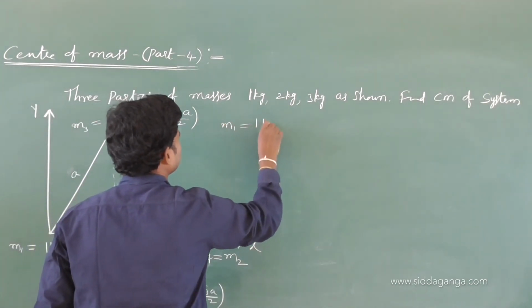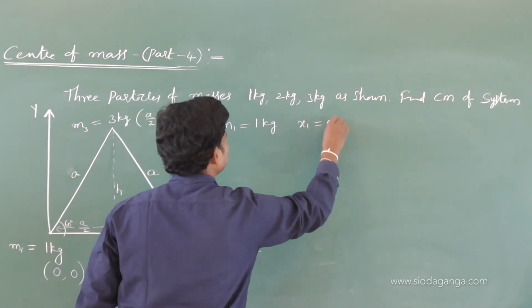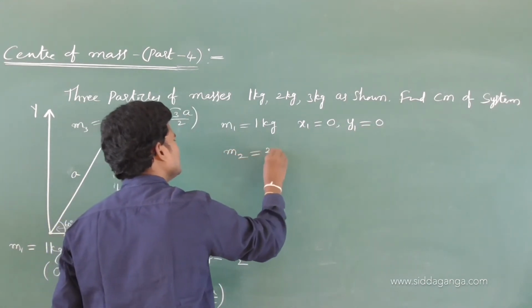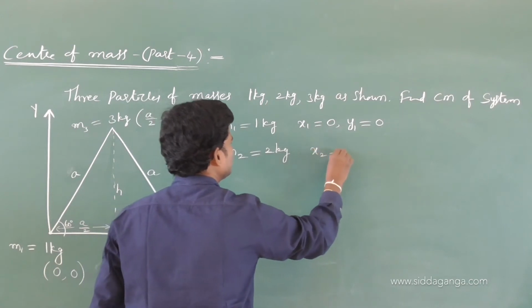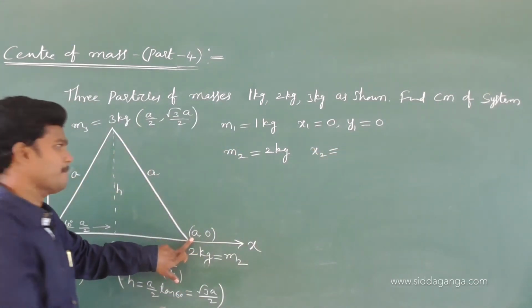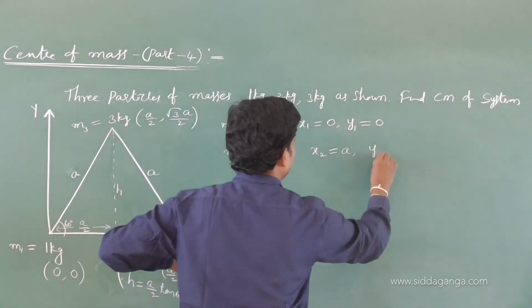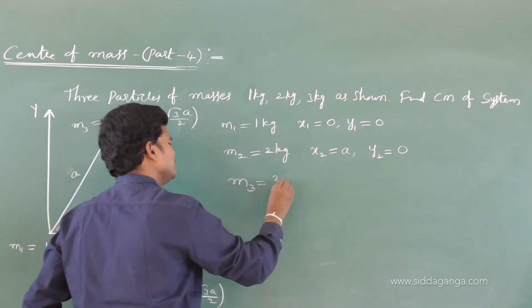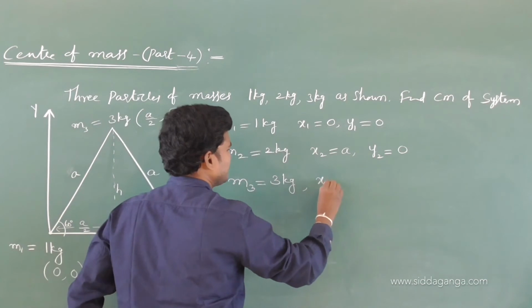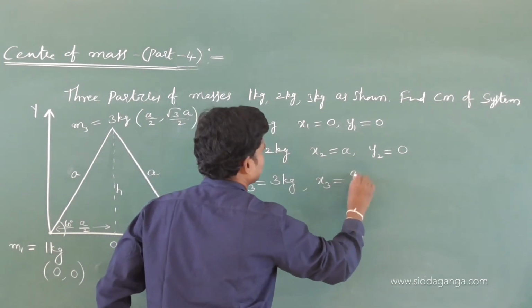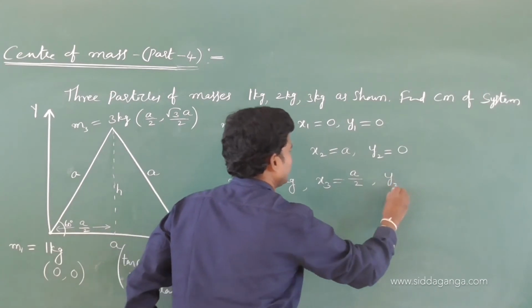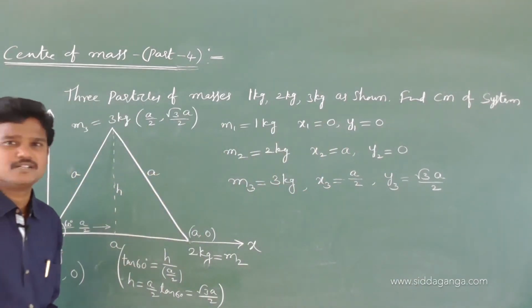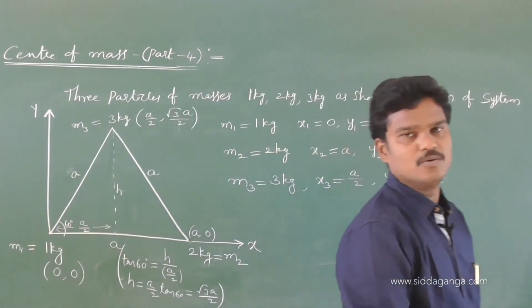M1 is 1 kg, X1 0, Y1 0. M2 is 2 kg, X2 is A, Y2 is 0. Directly we can write M3 3 kg, X3 A by 2, Y3 root 3 A by 2. So, I got 3 particles and I got the coordinates of the 3 particles.